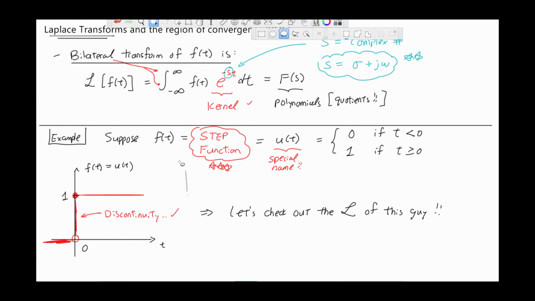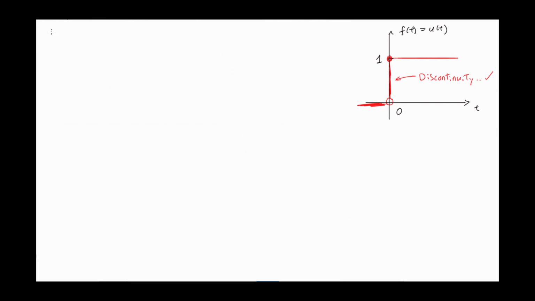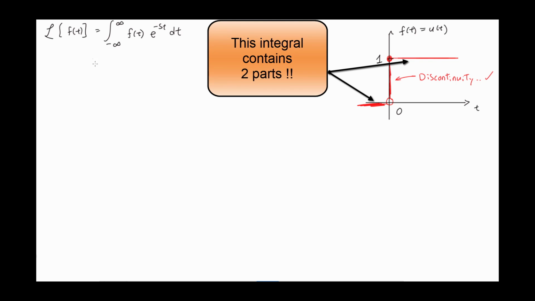Alright, so what we're going to do is we're going to cookie cut this guy out, paste it onto the new page, and let's just check out the integral. So the Laplace transform of f(t) is given by the following. It's the doubly infinite integral of f(t) e^(-st) dt. Now this integral has 2 parts.